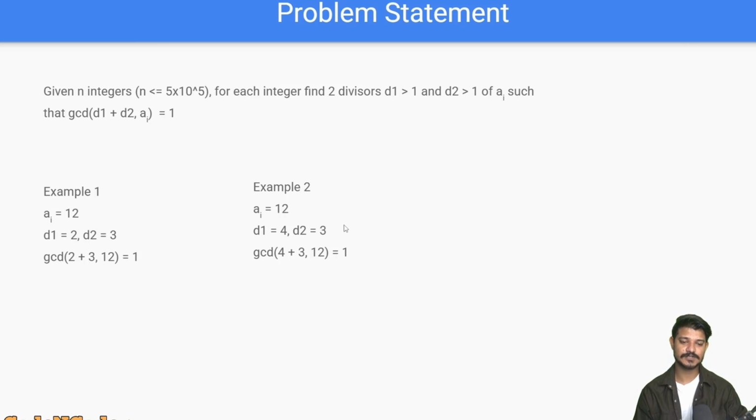It is possible that you may not find such a divisor pair. Since ai will be greater than or equal to 2, it is possible that one of the divisors is equal to 1, or that you are not able to find a valid pair such that the GCD of their sum and ai is 1. In that case, you print -1 -1. Otherwise, you have to print d1 and d2 for each of the n integers. So this is the problem statement, and hopefully it is clear.